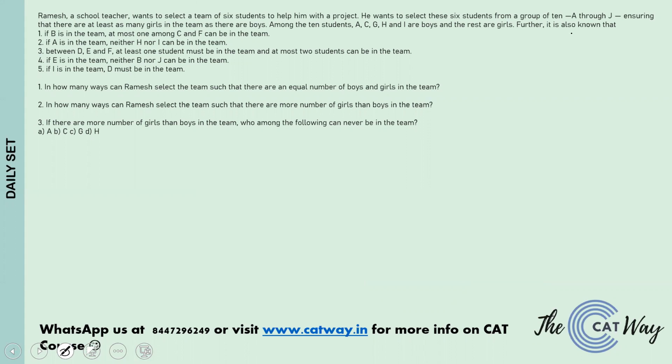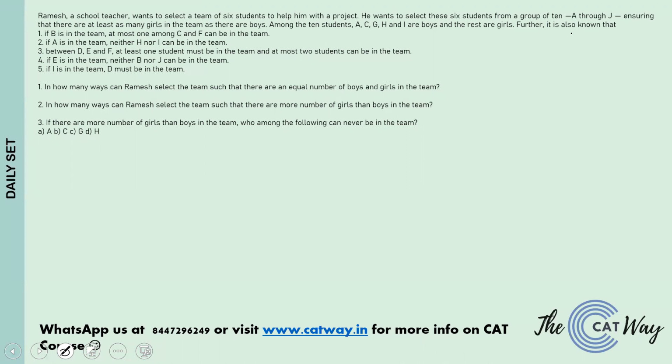So the question says that Ramesh, a school teacher, wants to select a team of 6 students to help him with a project. He wants to select these 6 students from a group of 10, A through J, ensuring that there are at least as many girls in the team as there are boys. So the maximum cap on the boys is 3. Boys can be 1 or 2 or 3, but girls minimum have to be 3. That means minimum 3 girls have to be there, and at most 3 boys can be there.